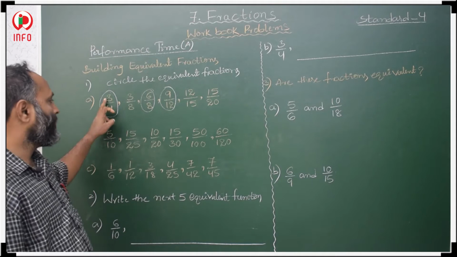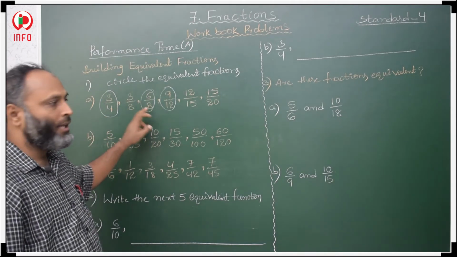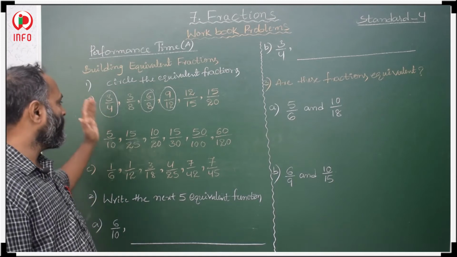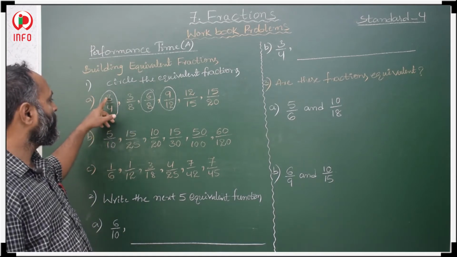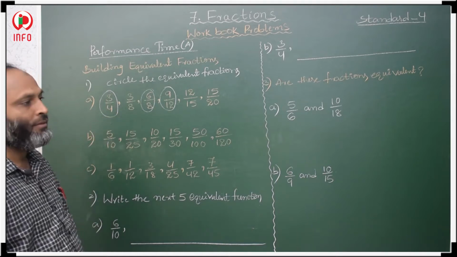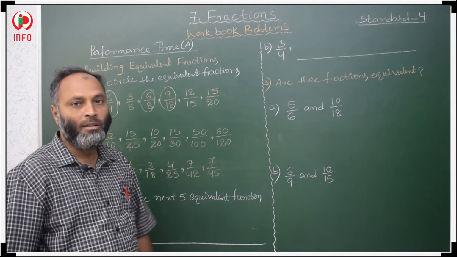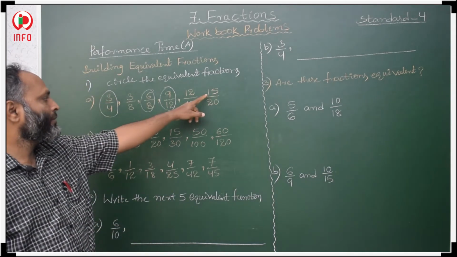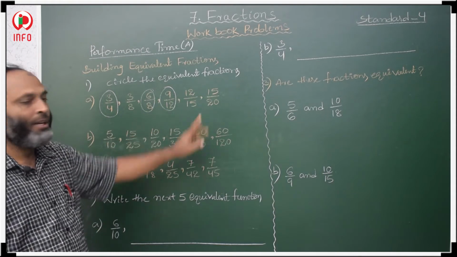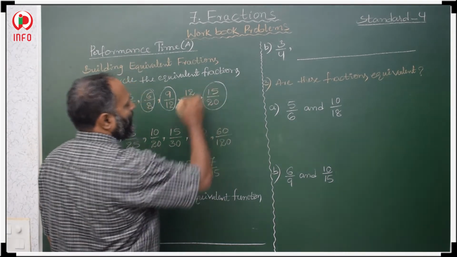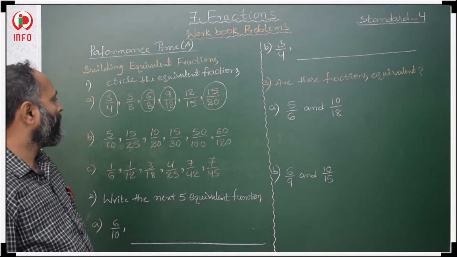If you multiply with 2, you will get 6 by 8. If you multiply with 3, then you will get 9 by 12. Then if you multiply with 4, 3 4s are 12, 4 4s are 16. No, that fraction is not there here. Okay. Now you multiply with 5, 3 5s are 15, 4 5s are 20. If you multiply with 5, then you will get 15 by 20.